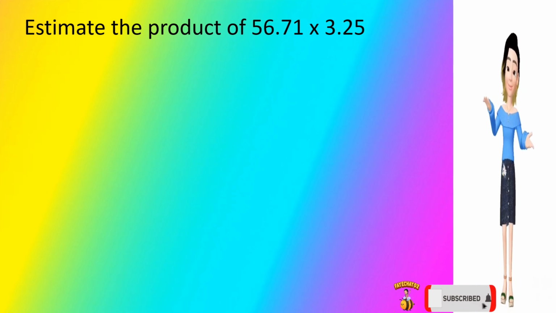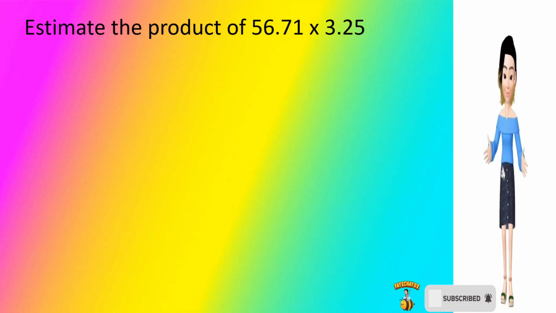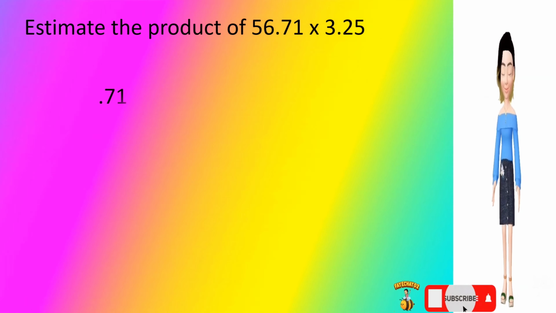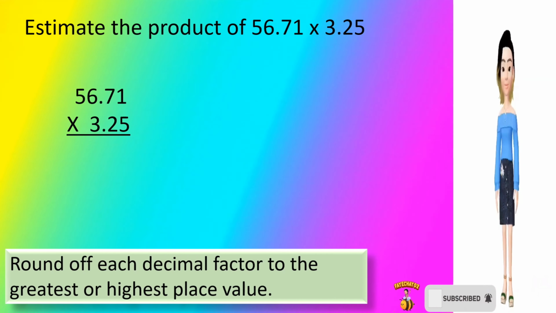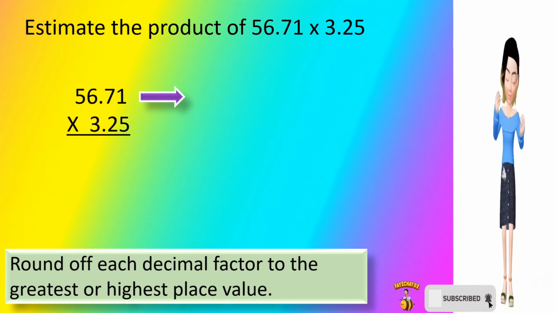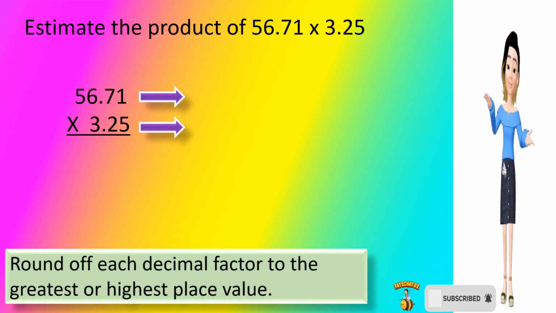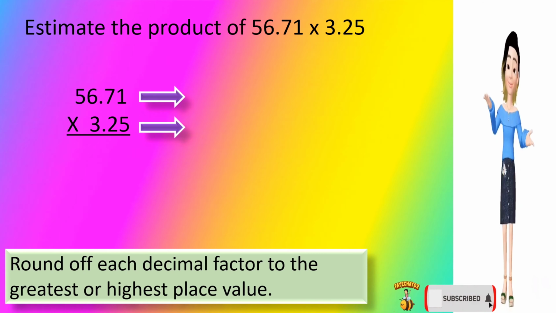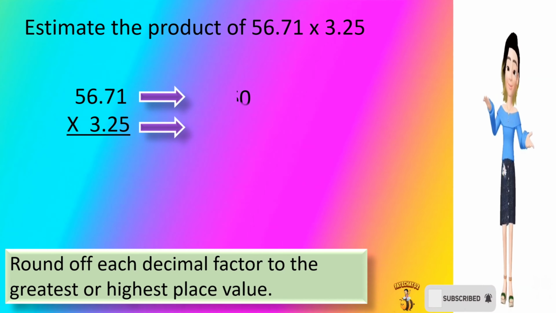Let us try this example. Estimate the product of 56.71 times 3.25. So first, we're going to write the decimal numbers in column. Then we will follow the first step, round off the decimal factors to the nearest highest place value. So in 56.71, the highest place value is in the tens place. So if we're going to round off 56.71 to the nearest tens, we can get 60.